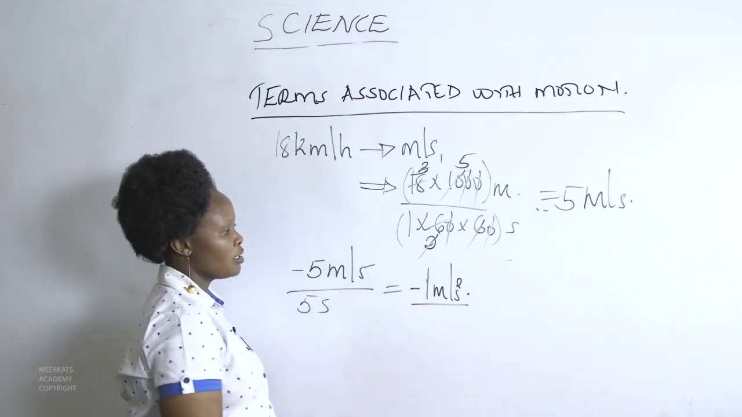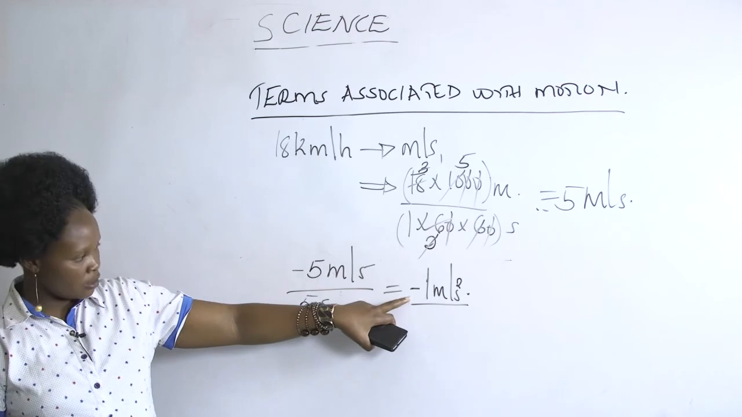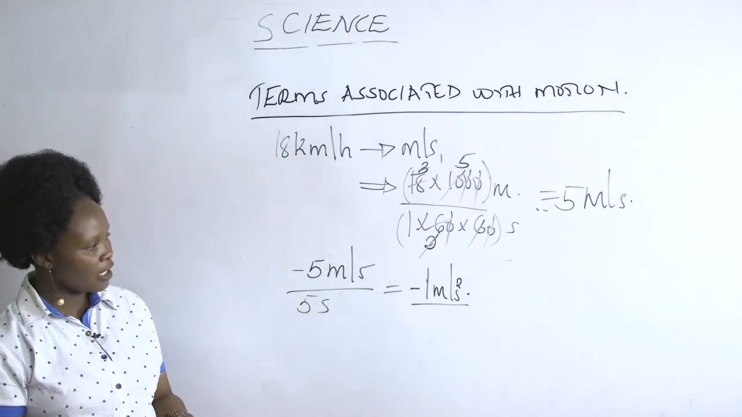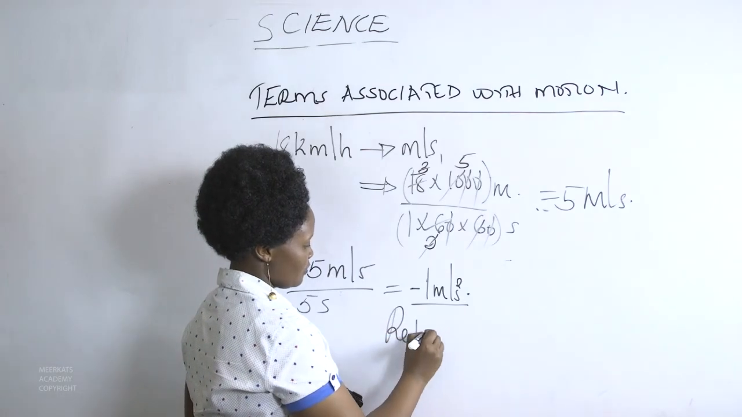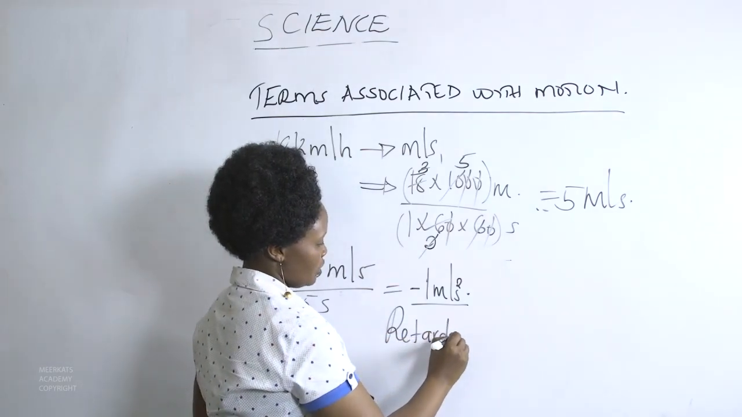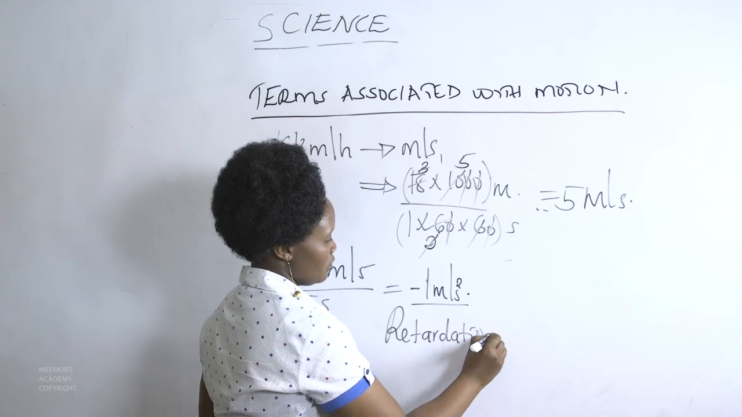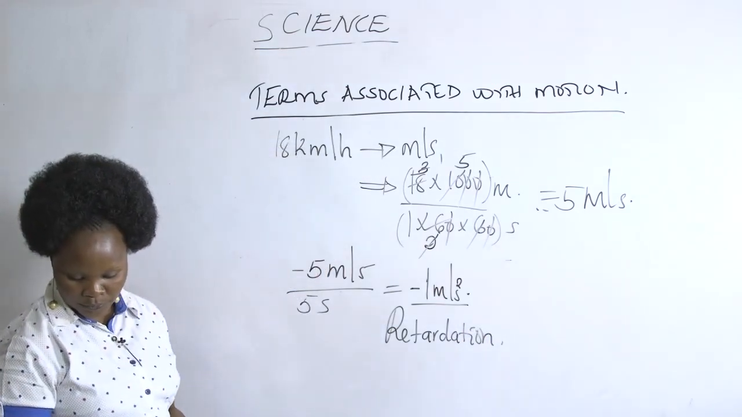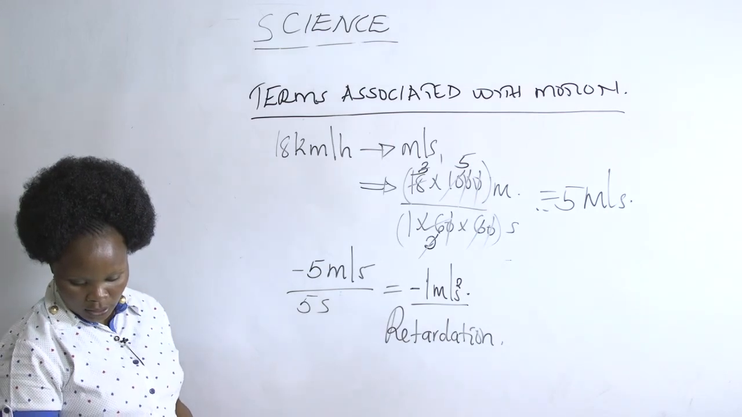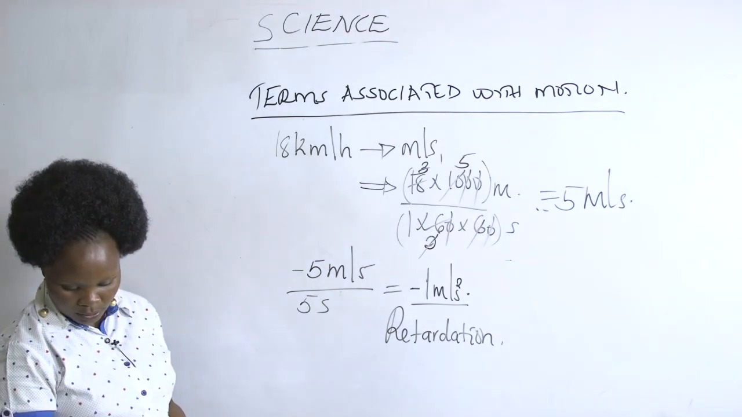And now that this time our acceleration is negative, then we can term it as retardation, or what we call deceleration. Let us look at another example.